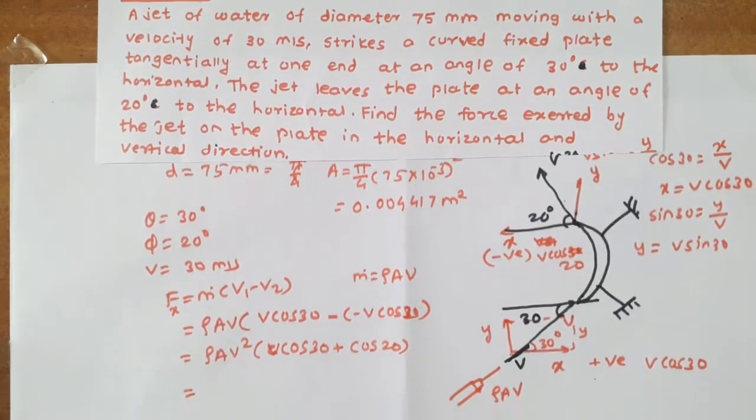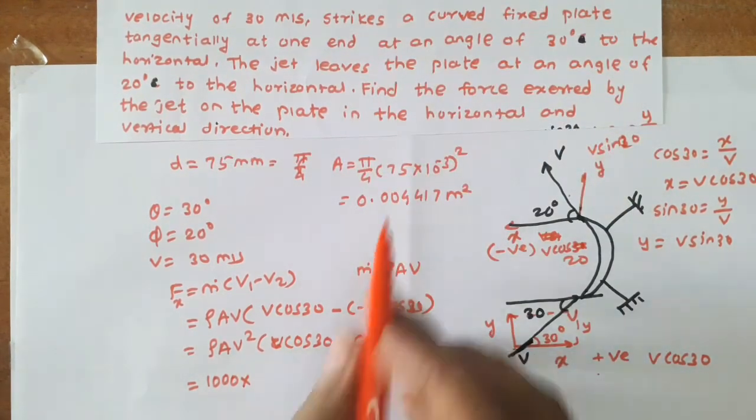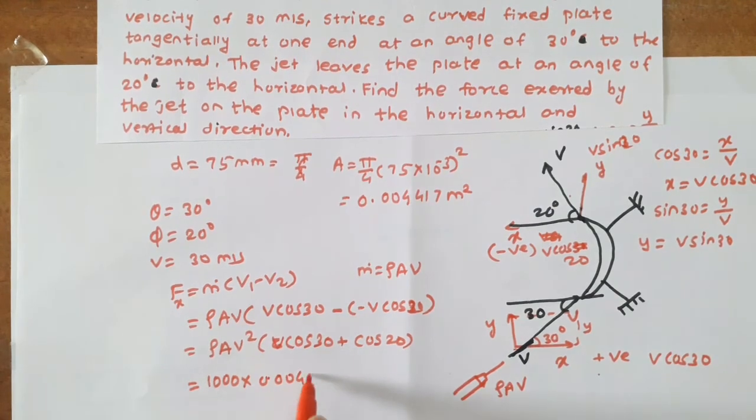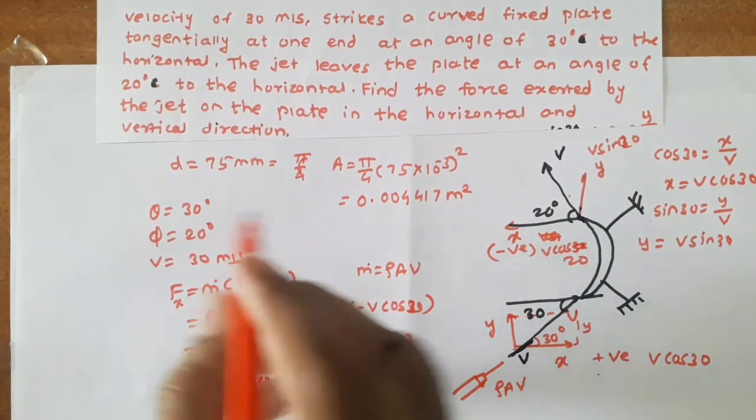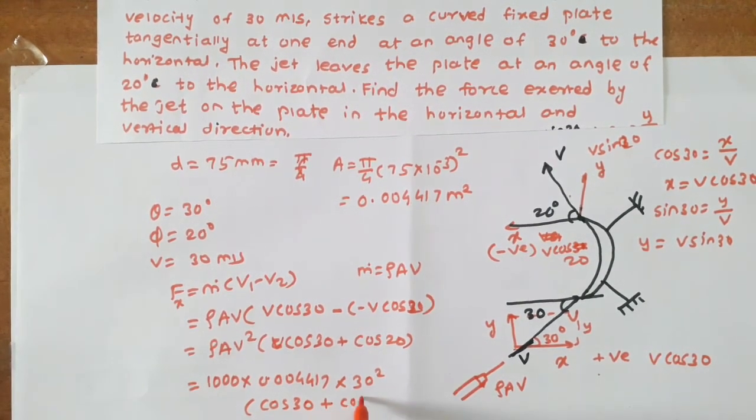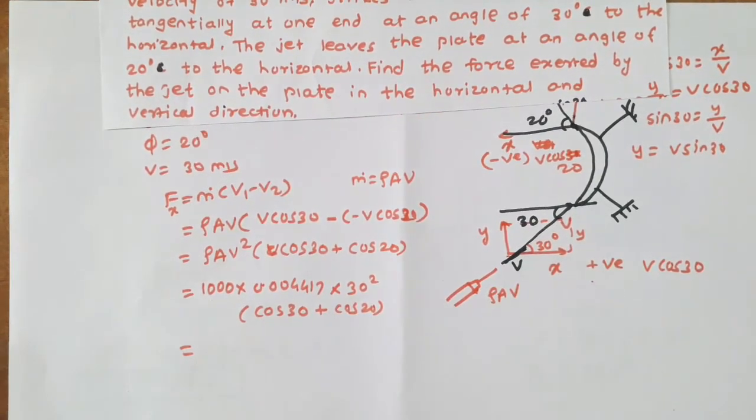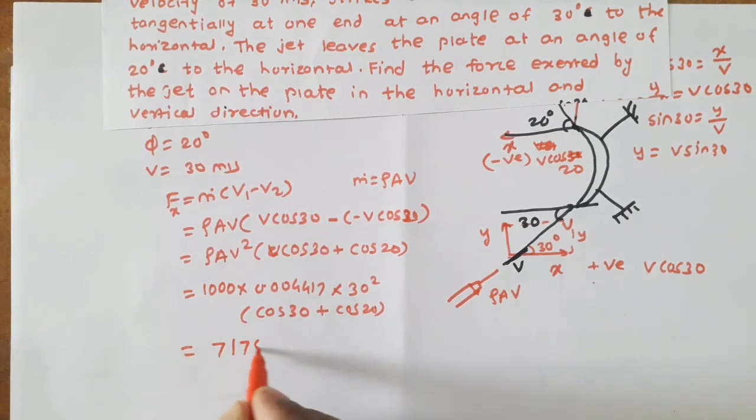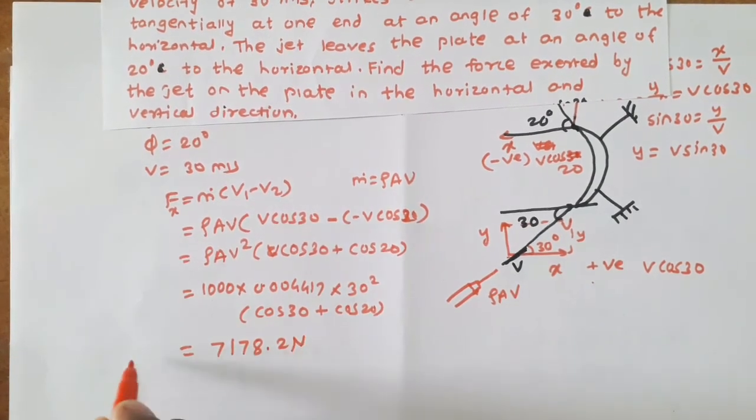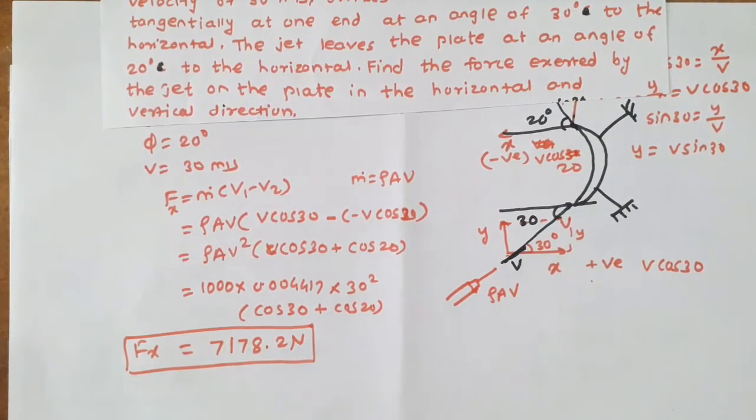So put the rho A v values in this equation. Density value is 1000, area value is 0.004417, velocity is 30 bracket square, and cos 30 plus cos 20. After simplification we will get the answer, 7178.2 Newton. So this is the x direction force.